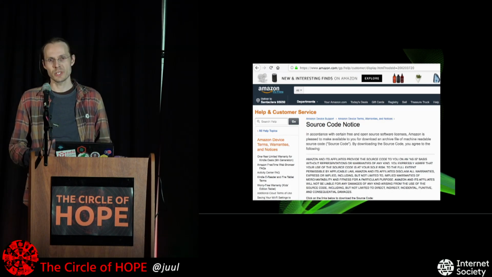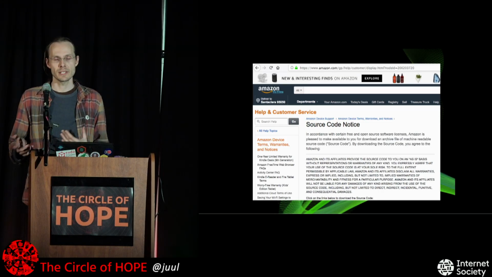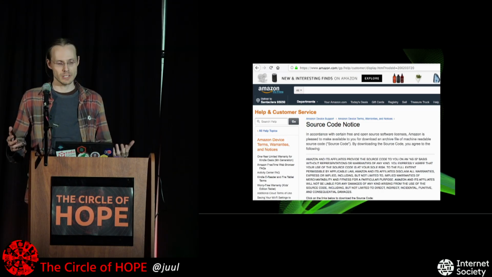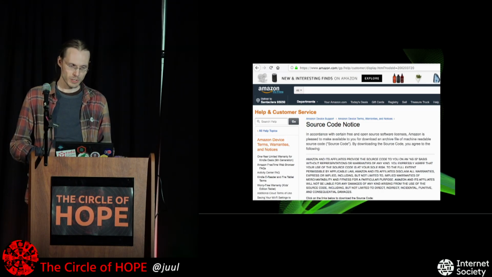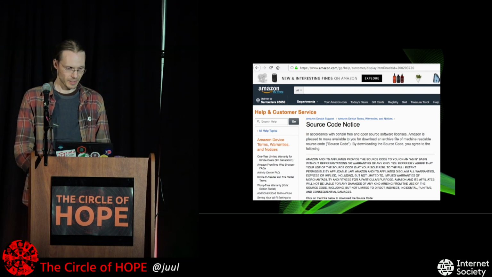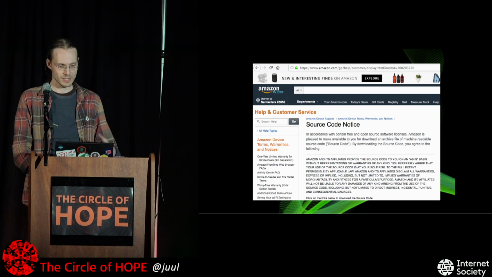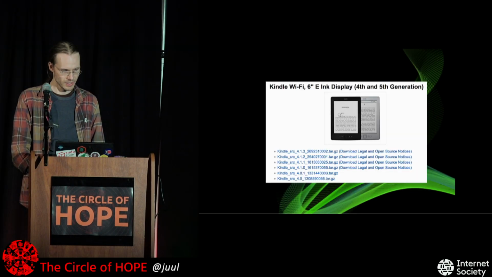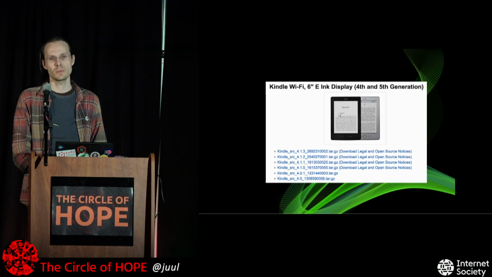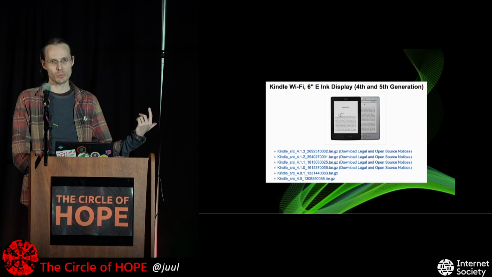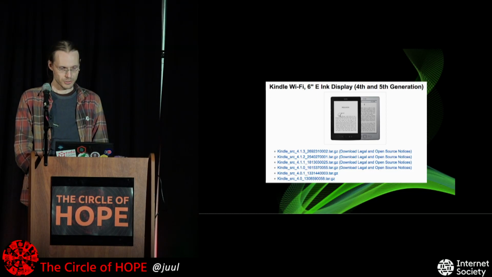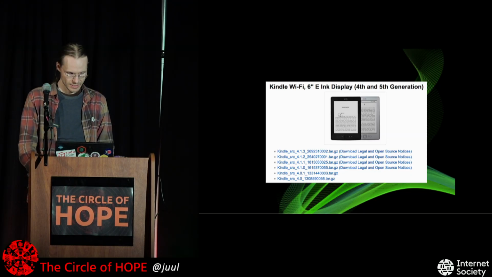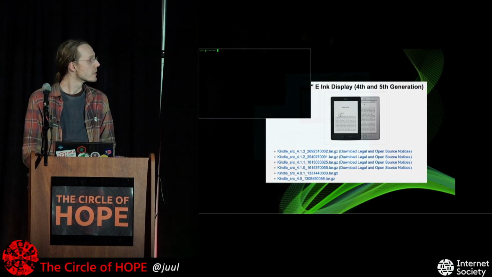Okay, first, what's available from Amazon? If there's any GPL stuff on there, they're supposed to make it freely available. So if you search around a bit, you find this page in the help section that says source code notice. It's not very well advertised, but it's there. And if we scroll down, we see for every single Kindle they ever created, there's a bunch of tarballs. Interesting. Let's have a look at that.